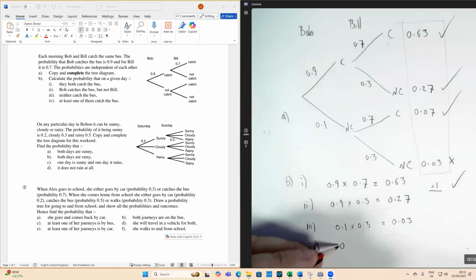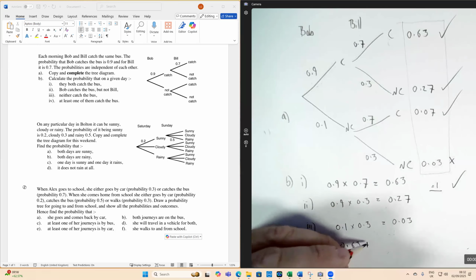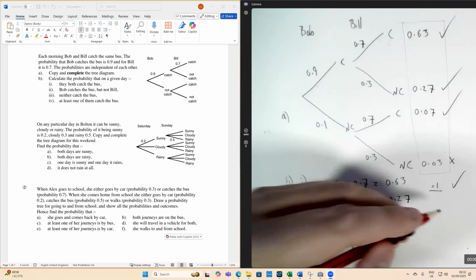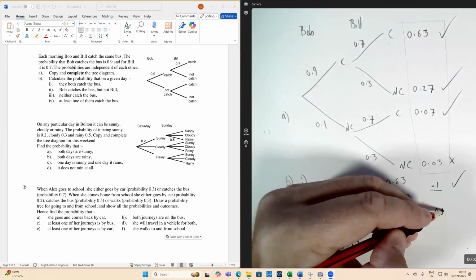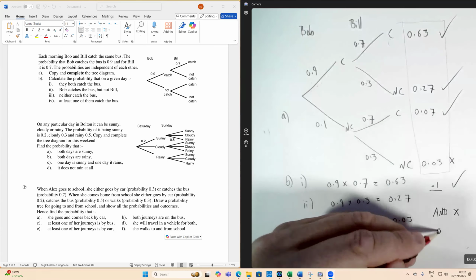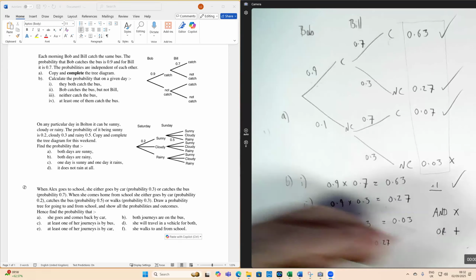Okay. Now, here's an important point. Notice that we're going to be using the word or. In fact, let me write this down. So when we use the word and in probability, we multiply. And when we think about the word or, we add.